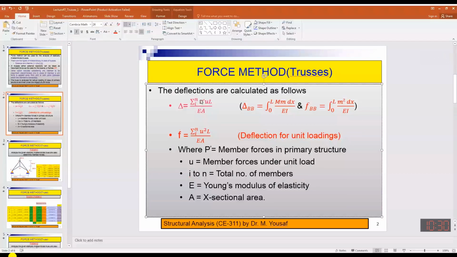The unit force that we apply will be placed over there. Then it will come out to be U square and L over A. In case of the axial member, area is what matters, whereas in case of flexural member, moment of inertia plays an important role.